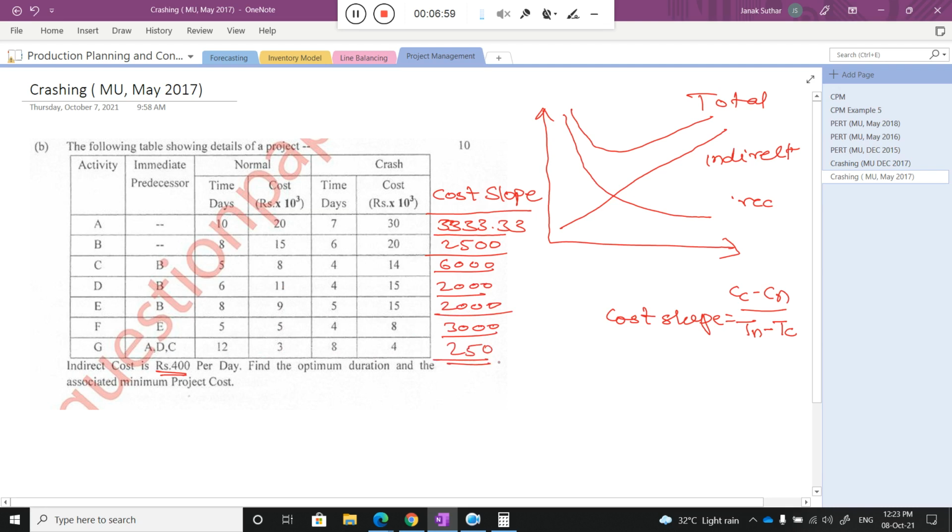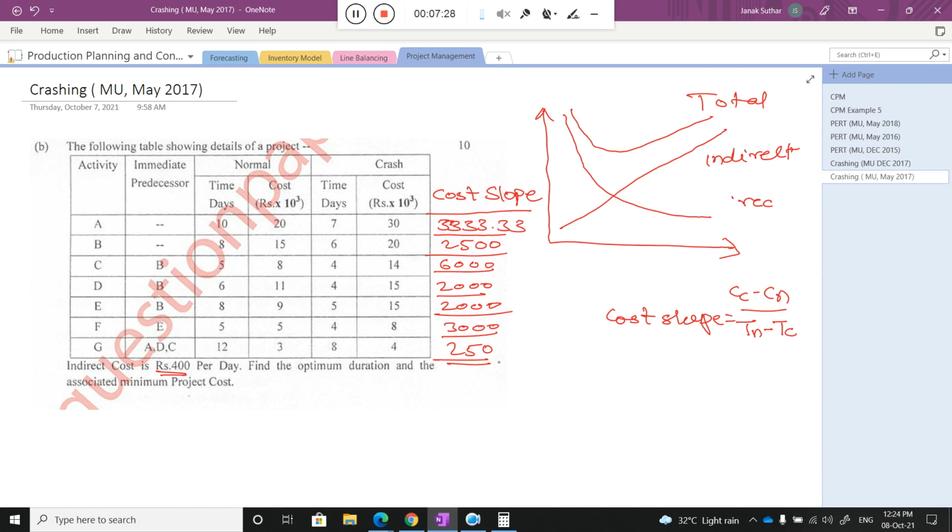Okay, so now that is the first step. In every crashing problem, the first step is to calculate the cost slope. So you can understand it like that: if I want to reduce activity A by 1 day, then what amount of cost do I need to pay? The same thing applies for B, C, D, F, G. If I reduce by one unit, then what will be the cost increment? That is what you can call the cost slope.